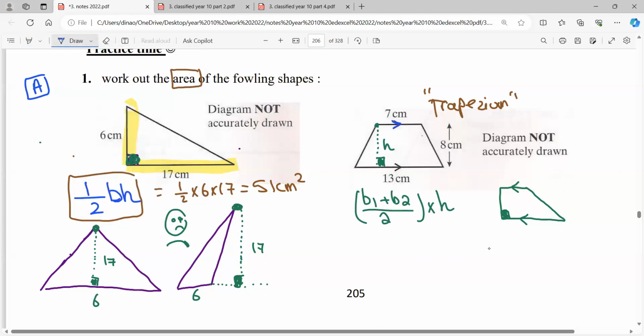And which is base 1 and which is base 2? Again, it won't matter which one is base 1 and base 2. And why did I label them as B1 and B2? Because they have different lengths.